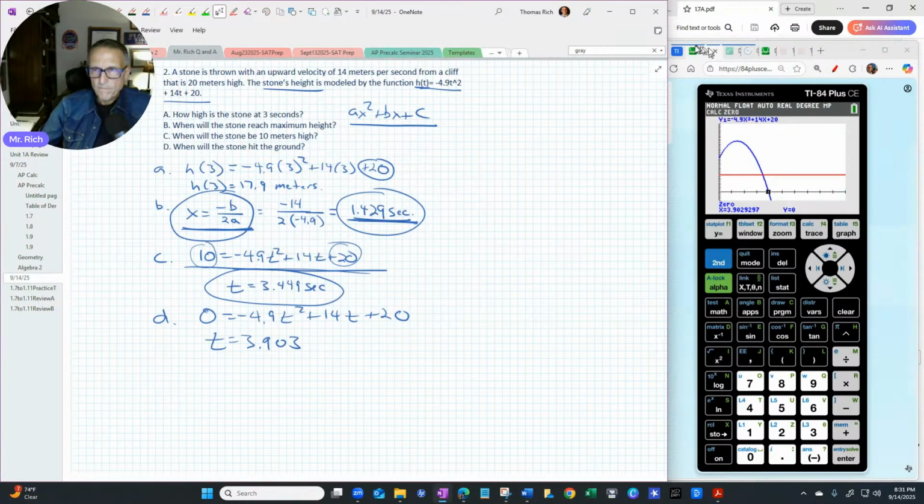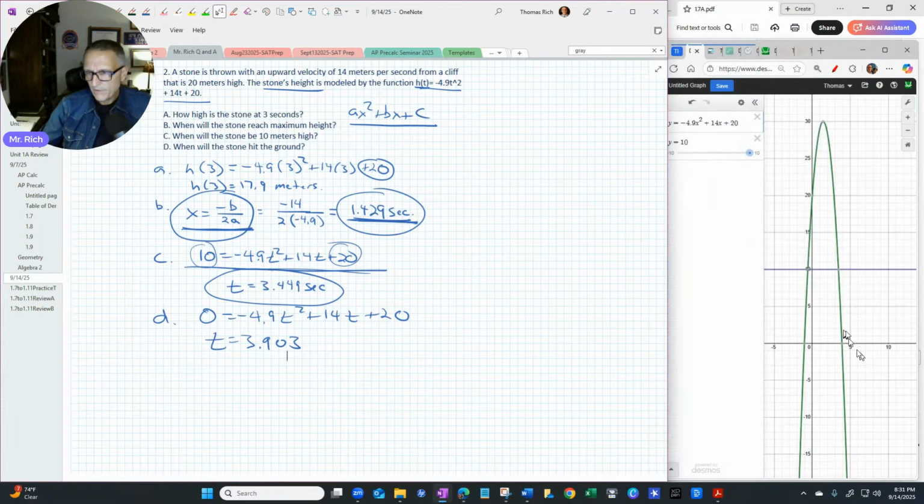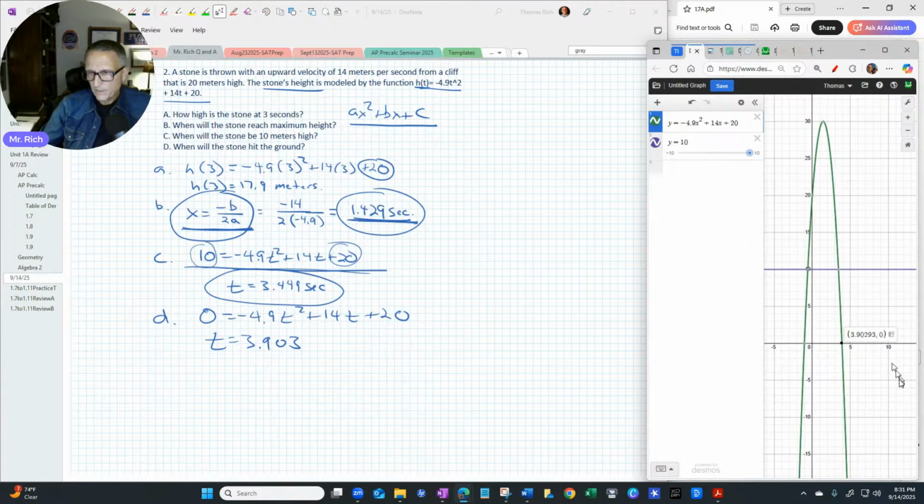Desmos, all I got to do is click and it shows me 3.903 is right there. All right, that is it for Olivia's problem. Thank you, Olivia, for sending that in from your pre-calc class.